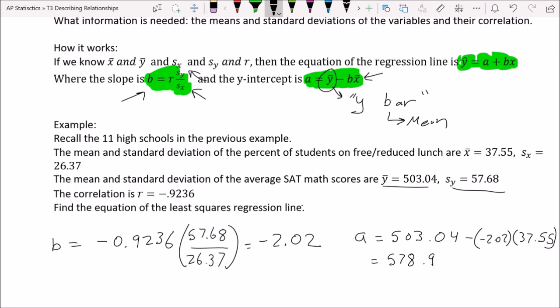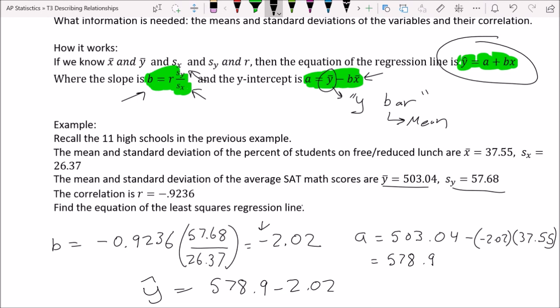Okay, now this is where it all comes together. The equation of the line, y hat. So y hat equals A, we just found that, 578.9 plus, except it's B is negative, so plus BX, so minus 2.02 X. Okay, so it's pretty typical that there's 1 to 2 questions about this on the multiple choice section of the AP exam, so that's what we want to look for.